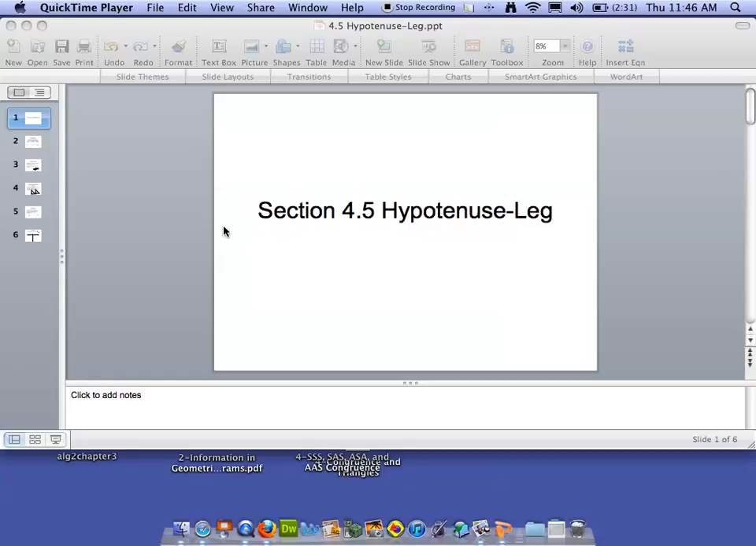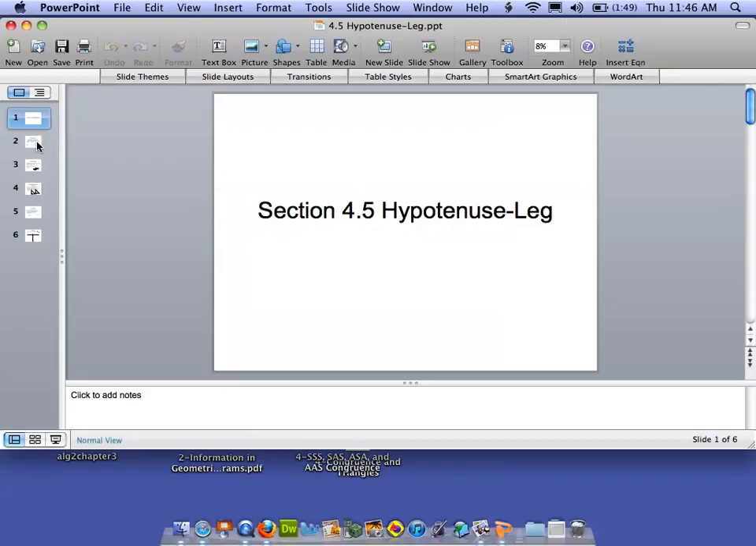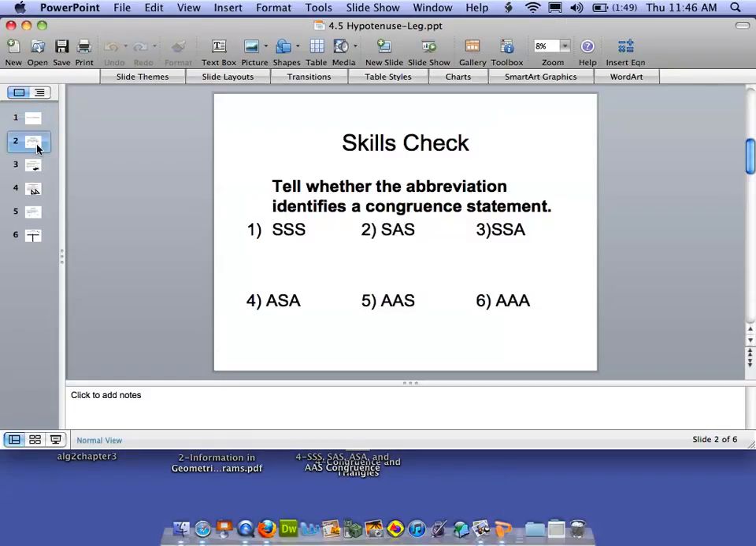Section 4.5 has to do with congruence in right triangles, and I'm calling this section Hypotenuse Leg. So to begin, I'm asking you to just go back for 1 minute and tell whether the abbreviation identifies a congruence statement, a way to prove two triangles are congruent.